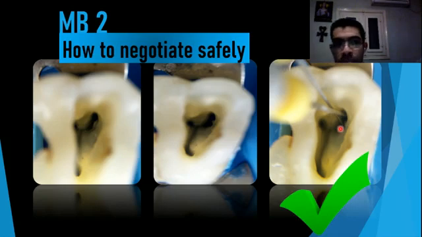Without having your file separated. So always remember that the second mesiobuccal canal is like a room. You want to enter the room, but this room has a door. So you have to open the door first in order to enter the room in a safe way. The door is this piece of dentin that you have to remove in order to open the door and negotiate in an easy and safe way without having your instrument separated. This is the MB2 canal.